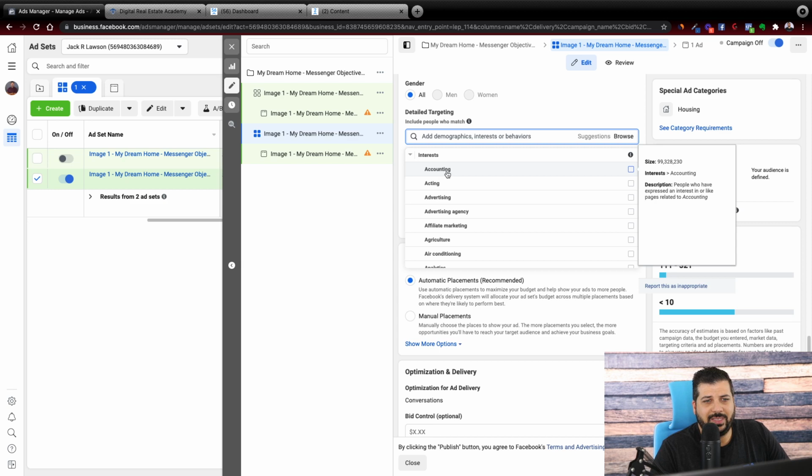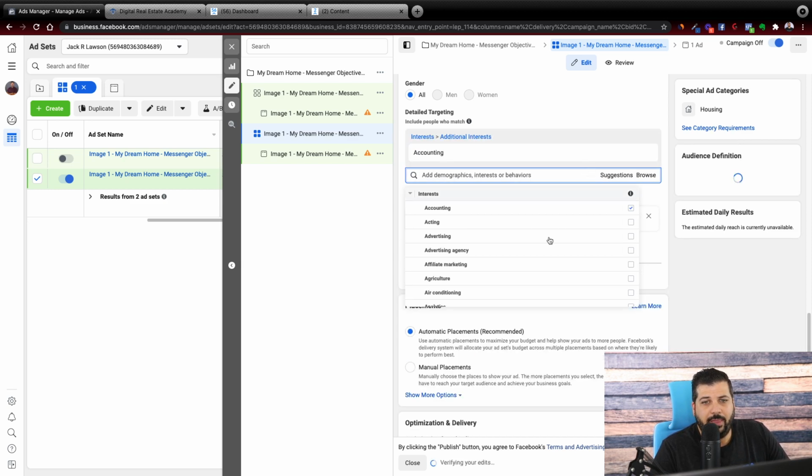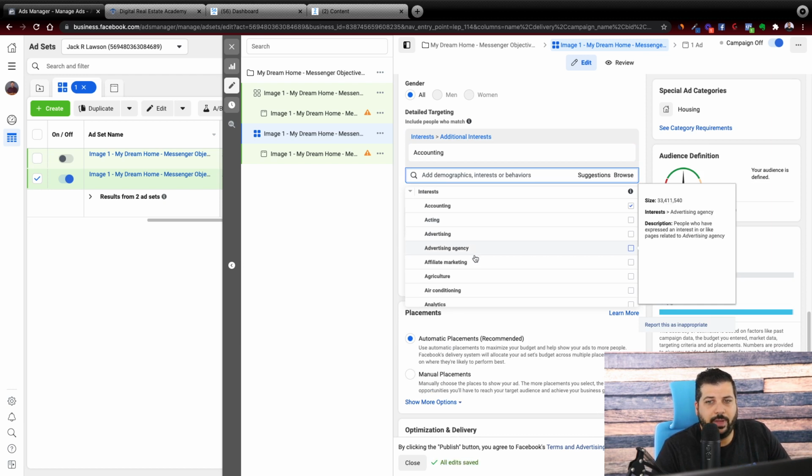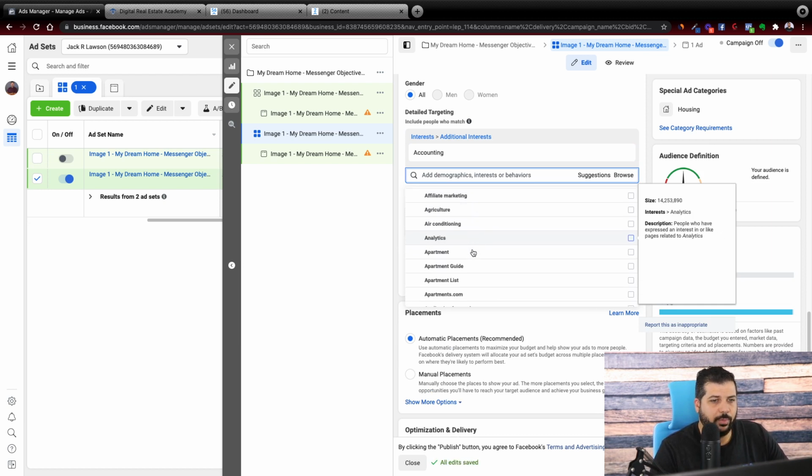The first one is accounting. If they're interested in accounting, they know about money. They have an interest in money. It's likely that they might have some more money. So that's one that you can select.